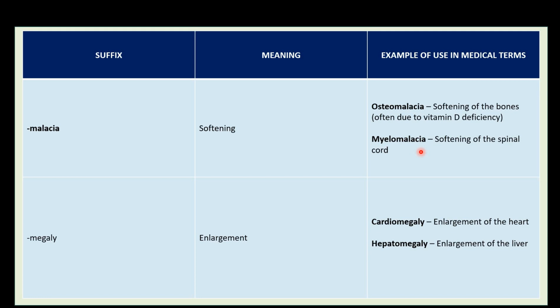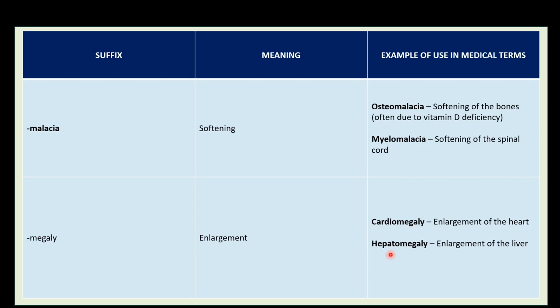Now the next suffix is used to represent something related to enlargement. The suffix is megaly. So whenever we are discussing the enlargement of anything, like cardiomegaly is for enlargement of the heart. If we are talking about the condition where the heart is enlarged, then we will use the medical term cardiomegaly, where cardio is clearly from its name representing the heart and megaly is enlargement, so enlargement of the heart.